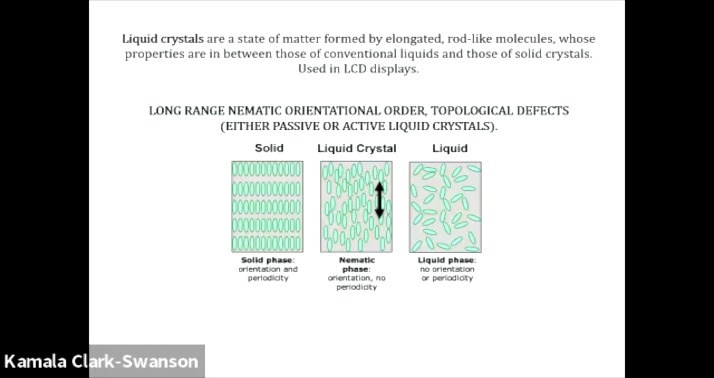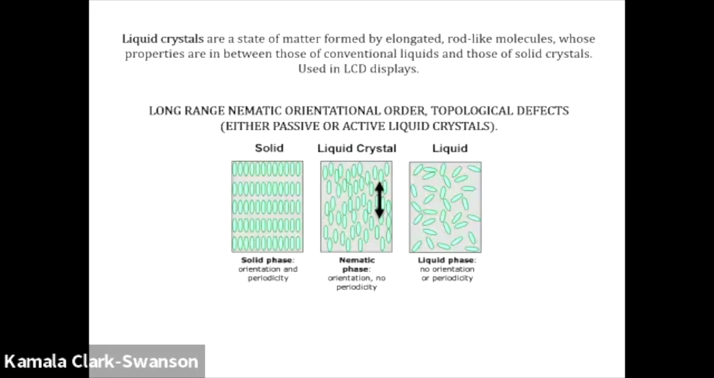So in a solid, you have orientation and periodicity of the molecules. They're somewhere in space, and they're fixed in that space. While in liquid crystals, you have an orientational ordering, so the molecules are all aligned in a way, but there's no periodicity. They're not fixed in a particular state. In a liquid, of course, the molecules move all over the place. So these liquid crystals have characters of both the solids and the liquids. They're a state of matter formed by elongated rod-like molecules, in our case, spindle-like cells.